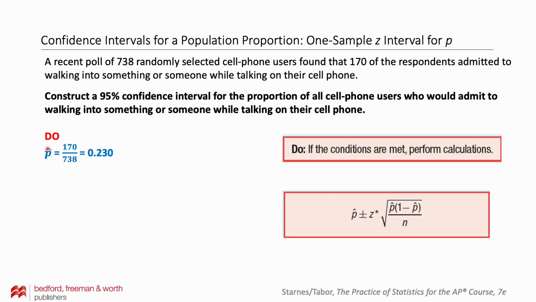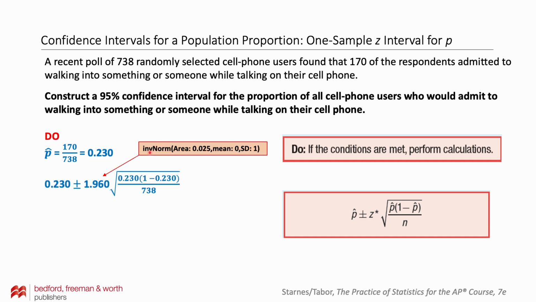So our p hat, since we don't have the true proportion, our p hat is 0.230. Our z interval, which remember we use inverse norm, if it's a 95%, the tails will be 0.025. So when we put this in our calculator, or you can use table A, we get 1.960 times the square root of p hat, 1 minus p hat, over our sample size, which is 738.